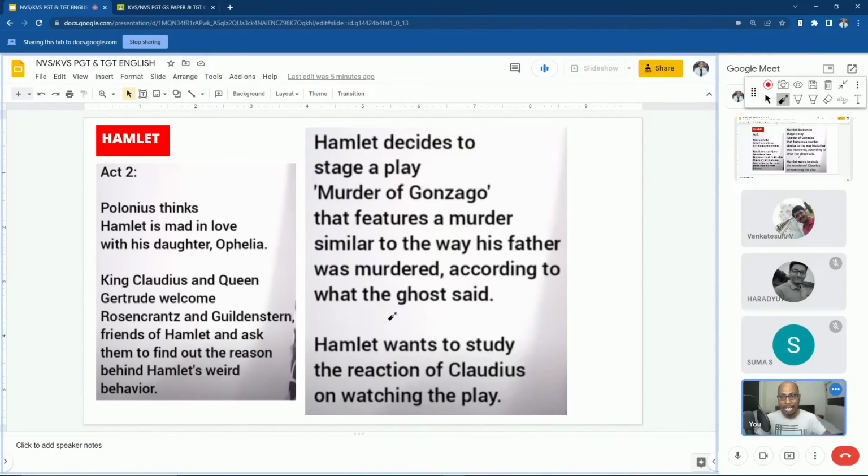Then, to confirm what the father's ghost told, whether it is right or wrong, Hamlet decides to stage a play, and the name of the play is The Murder of Gonzago. This features a murder similar to the way his father was murdered, according to what the ghost said. And when the play was staged, Claudius was not able to watch when the poison was poured into the ears of the character playing the father, and he left the play. So that made Hamlet confirm that it was actually Claudius and Gertrude who planned and killed his father. Hamlet wanted to study the reaction of Claudius on watching the play.